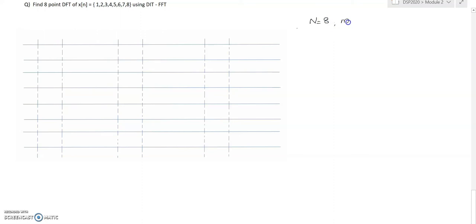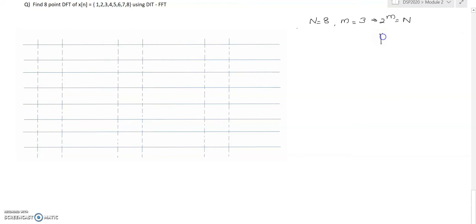From which we can understand that m will be equal to 3 because 2 raised to m should be N. So correlating N and m, we find out m is equal to 3. So there will be 3 stages and this will be the total number of inputs. Now we have to discuss the order of the stages.